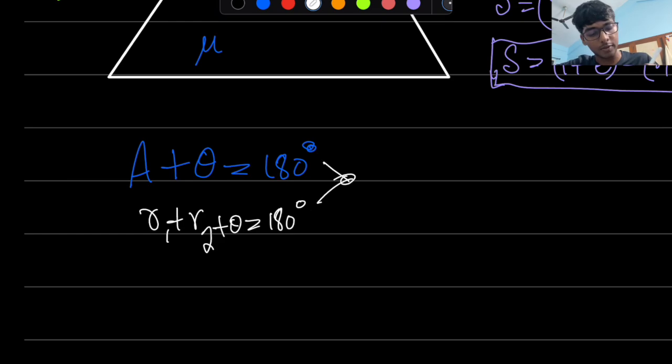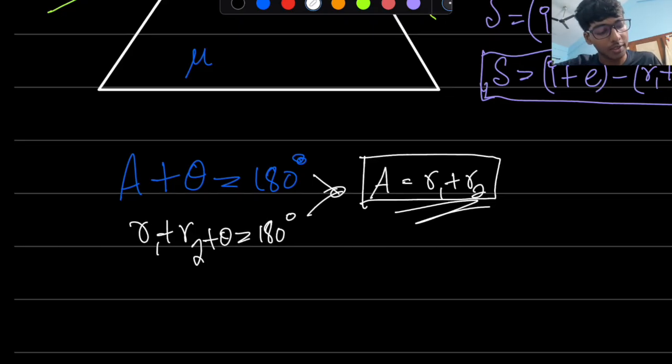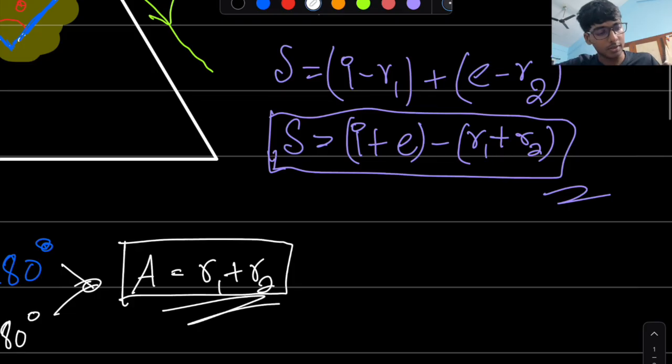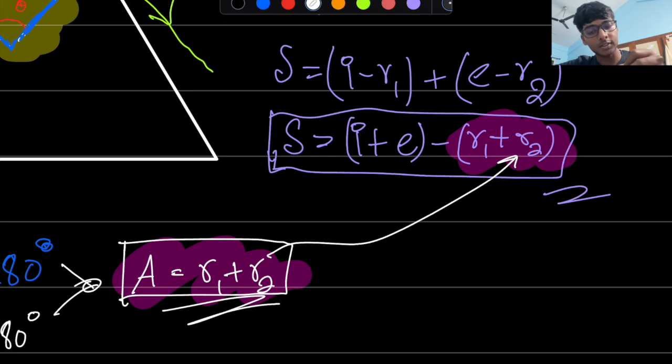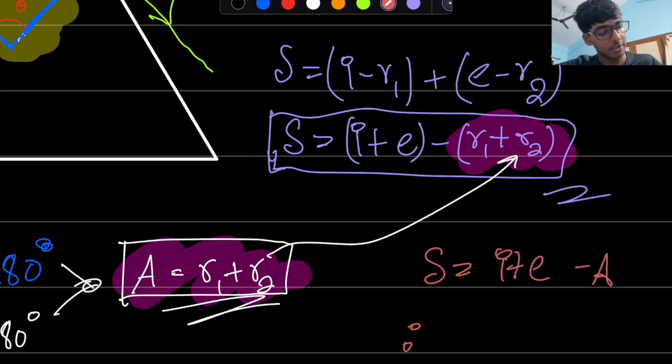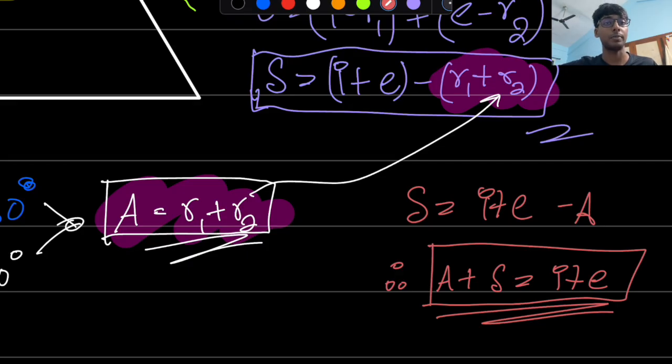Now if I use both these pieces of information, I can conclude that theta would be equal to 180 minus R1 plus R2, which will give you this. You can try this out for yourself, it's just basic math. So we have A is equal to R1 plus R2. Now this is a whole lot like this term. So that's exactly what we're going to be milking. So delta is equal to I plus E minus A. Therefore A is equal to, or rather A plus delta is equal to I plus E. This is one of the most important formulae in the prism side of ray optics.